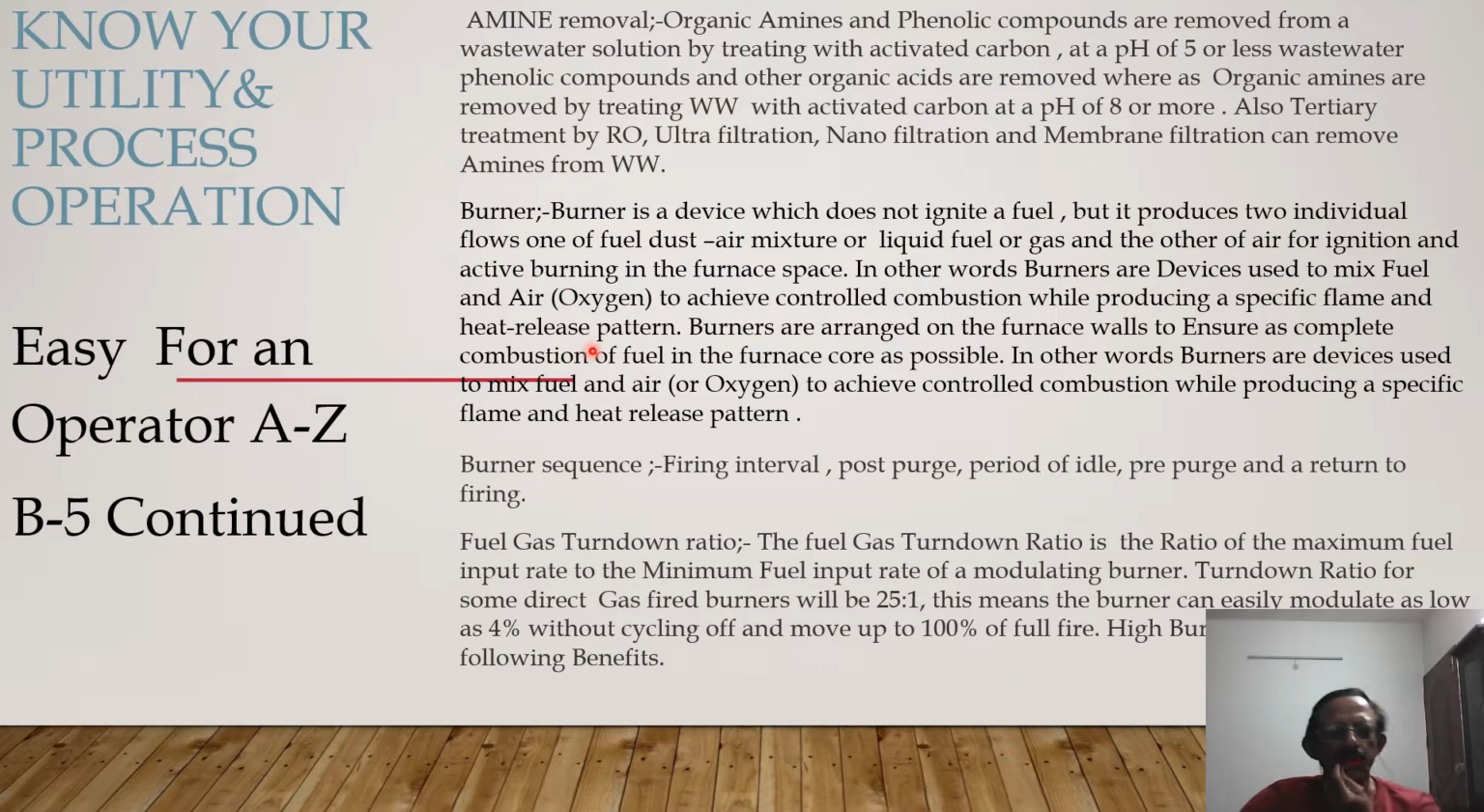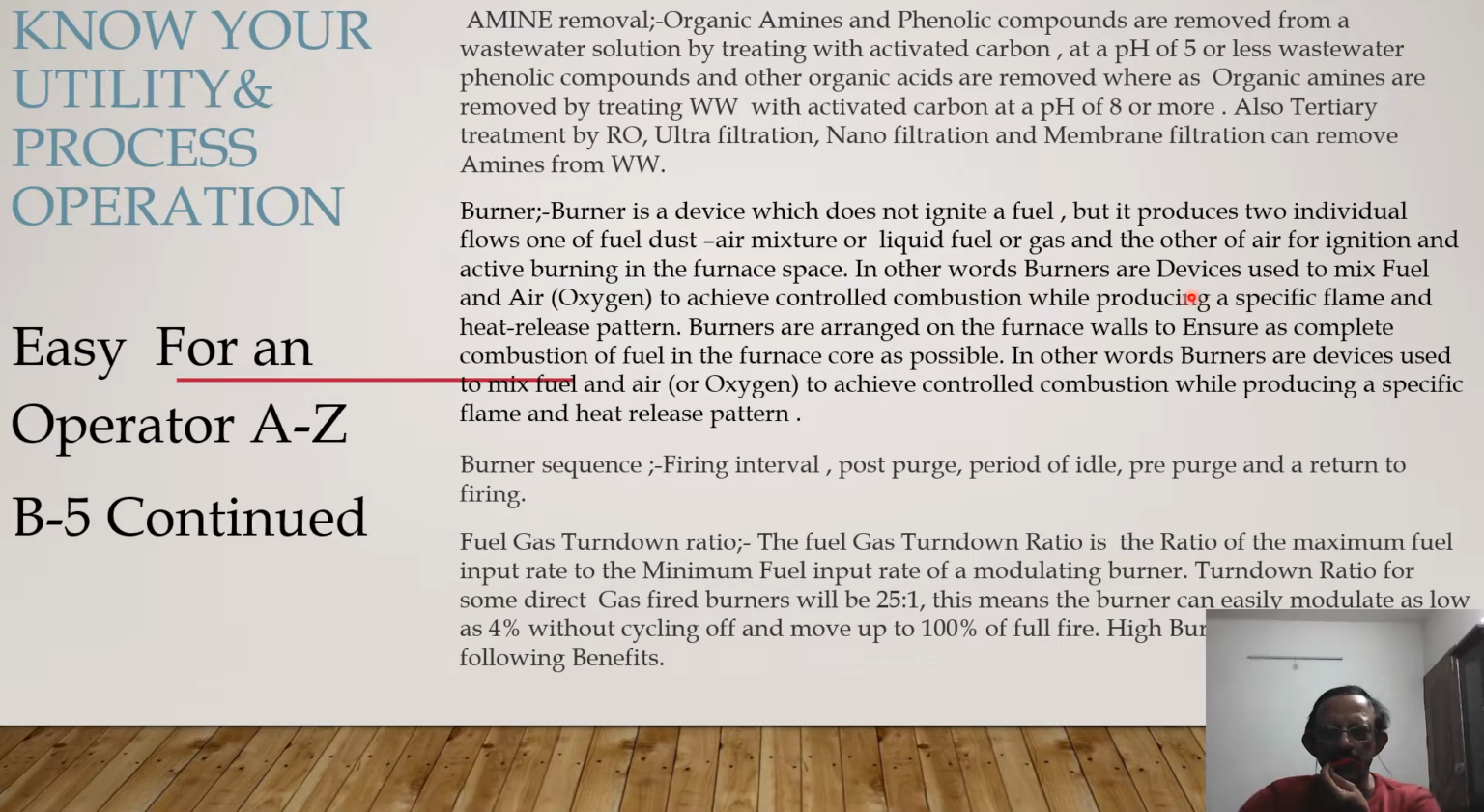Now we can see another important terminology in B, burner. Burner is an important device or equipment used in boilers or in furnaces. Burner is a device which does not ignite a fuel, but it produces two individual flows, one of the fuel dust or air mixture or liquid fuel or gas, and the other of air for ignition and active burning in the furnace space. So it helps to mix fuel and air in the furnace to get active burning.